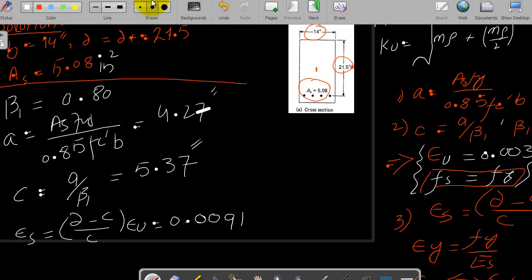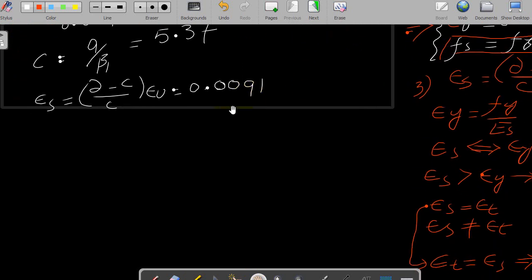Now here you can see in this example that the steel is placed in one layer. This is very important. You must know this. It suggests that in this case our effective depth d equals dt, and it also suggests that epsilon s is equal to epsilon t. This is important, right?